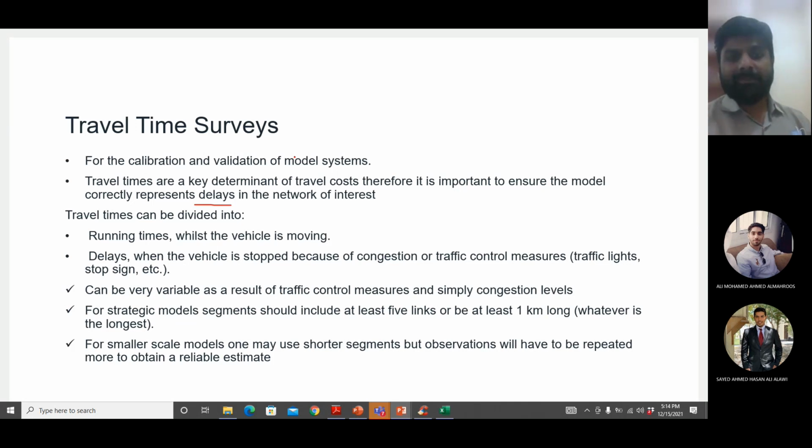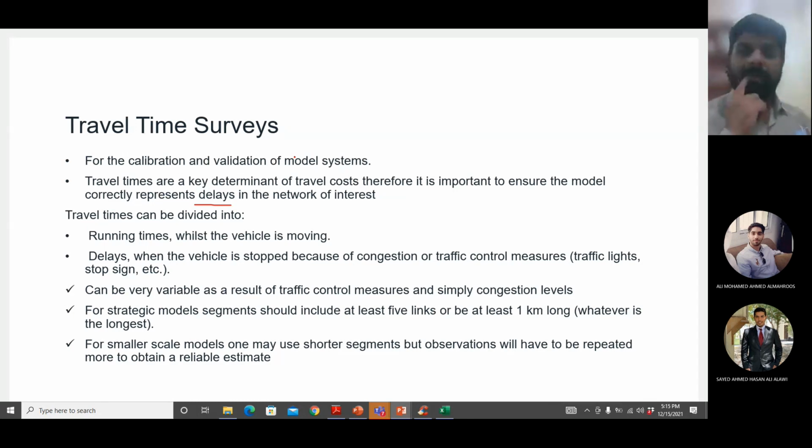Travel time can vary a lot for the same road, for the same segment. Travel time can have a lot of variation because of traffic control measures and because of congestion. For example, if you are using a signal, then variation in travel time is less as compared to using a roundabout. Because at a roundabout people are going at their own will, but on a signal the timings are fixed, so variation will be less.